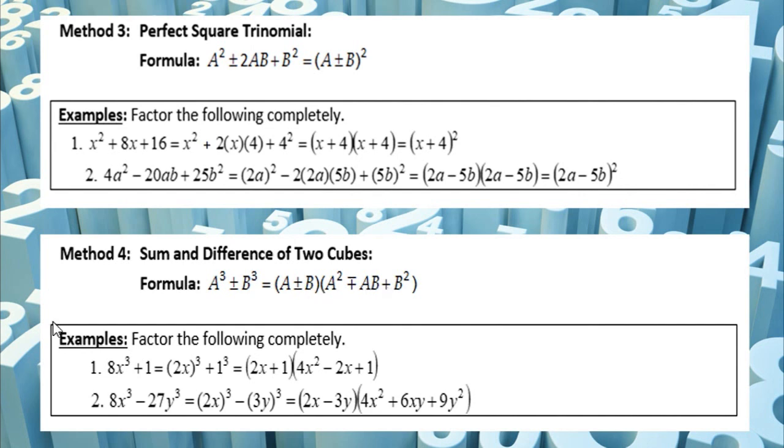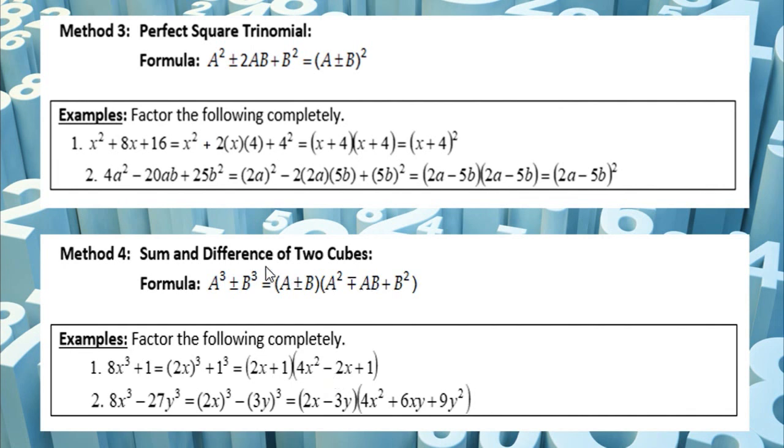So, let us have examples. Factor the following completely. Given 8x cubed plus 1. 8 can be 2 cube, right? So, we can factor this out as 2x quantity cube. And 1 can be 1 cube. Since 1 times 1 times 1 is just 1. So, let us follow the formula. This can be 2x plus 1. Then, multiply to the square of this. So, 2 square is 4 and x squared.